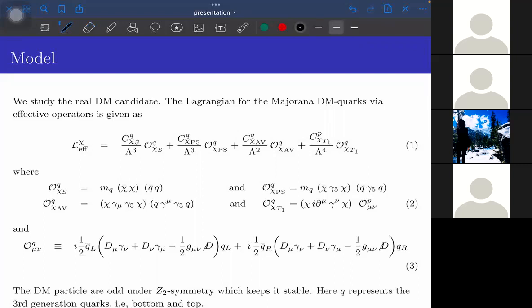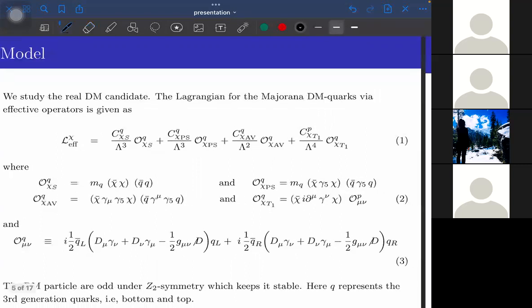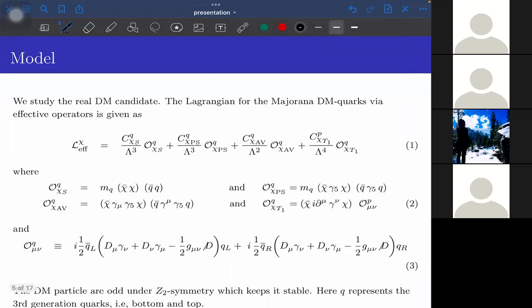So these are the possible interactions that I've written: scalar, pseudoscalar, axial vector, and there is one more, the twist operator. The motivation for these operators is that we could have a higher energy, high scale model where the interaction is mediated by a scalar, a pseudoscalar, an axial vector, or a heavy graviton. These structures are not exactly the interactions of the graviton. If I clearly say, the graviton interacts using eta mu nu, then T mu nu.